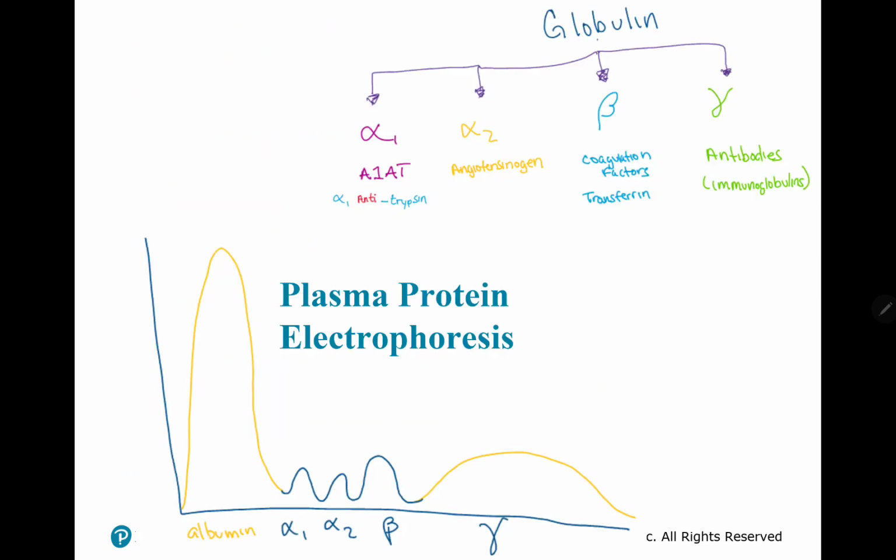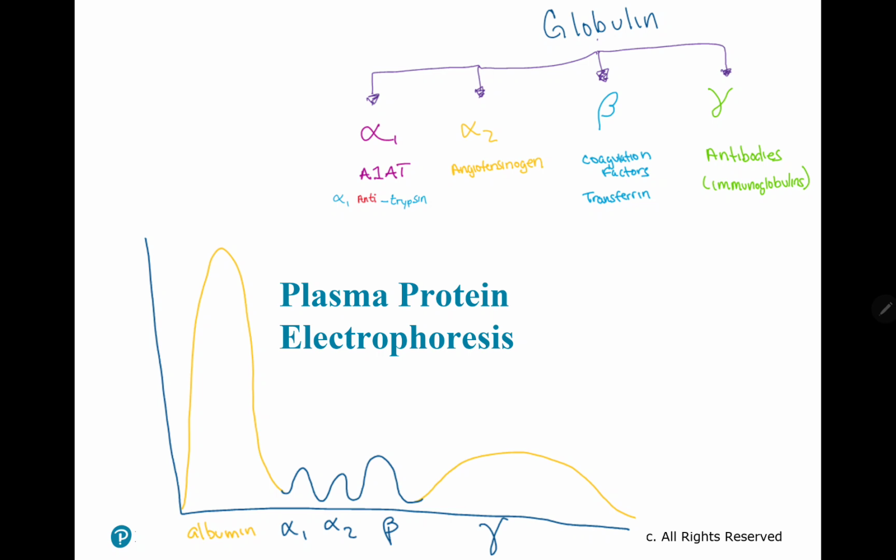Now, here I give you just some of the different globulin types of proteins based on their class. So we have alpha 1 globulin proteins such as alpha 1 antitrypsin. You have alpha 2 globulin proteins such as angiotensinogen. We have those beta globulins. They're going to function as the coagulation factors. And the example would be like transferrin as a beta globulin. And then you have those gamma globulin plasma proteins, and those are going to be like your immunoglobulins or your antibodies.